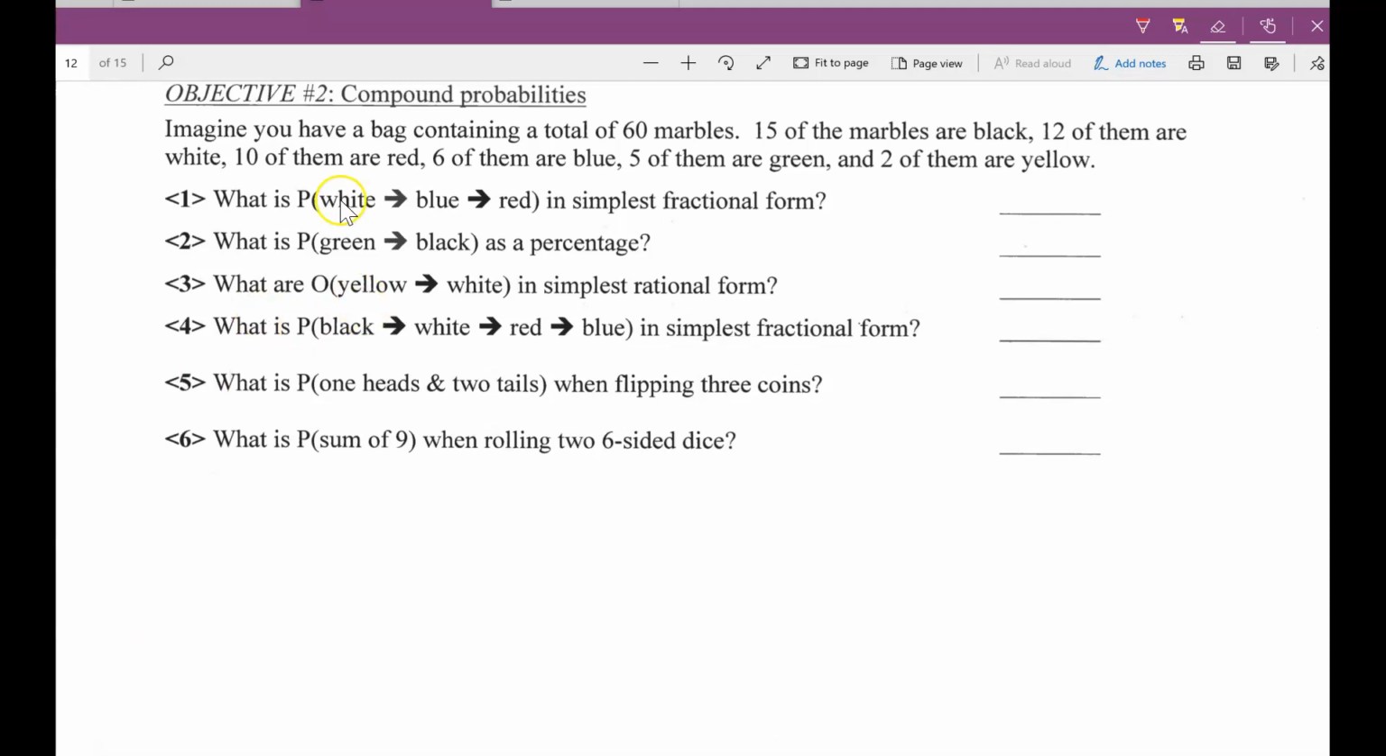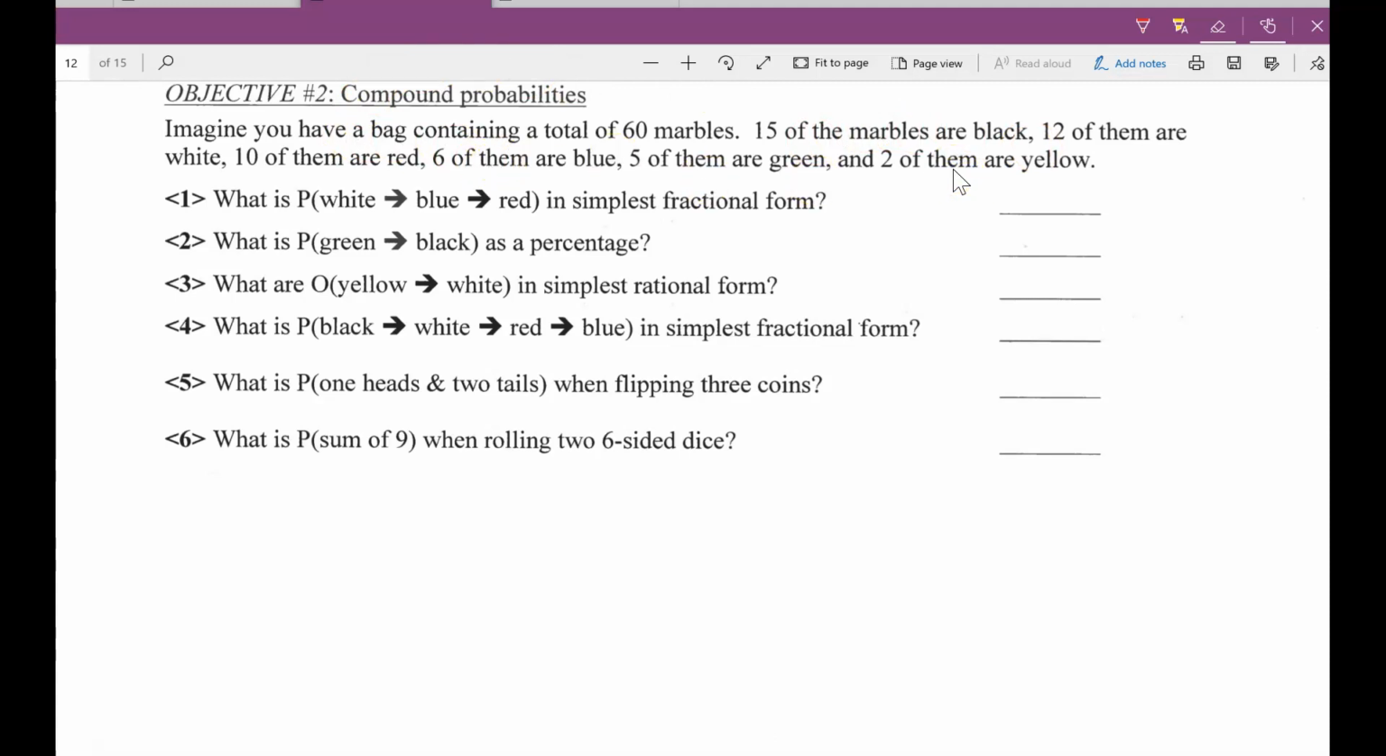So for example, in number 1, after we pull the white marble out of the bag, we put it back in the bag before we pull out our second marble. And then we put that back in the bag before we pull out our third marble. So each of the 3 draws, the probabilities remain the same. Each time there are 60 marbles broken down into these colors.